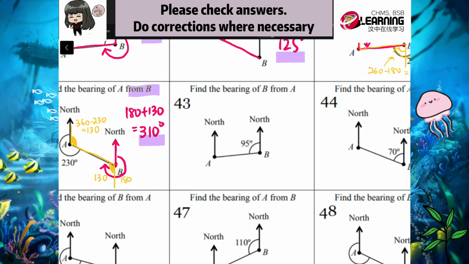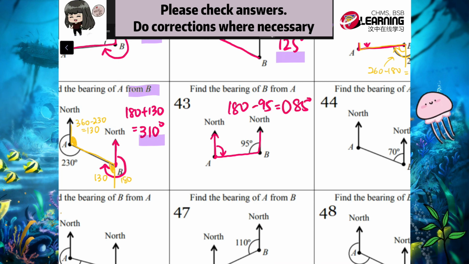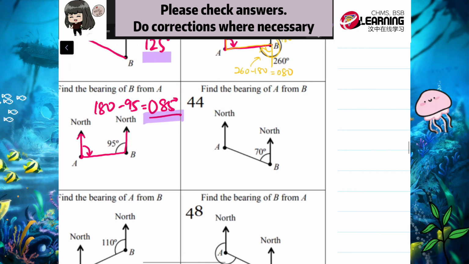Okay, question 43. Find the bearing of B from A. From A. So this one from a north, all the way like this. Okay, so this is an interior angle. So 180 minus 95. So you get 85. And then don't forget to put a 0. Okay, don't forget to put this 0 over here.